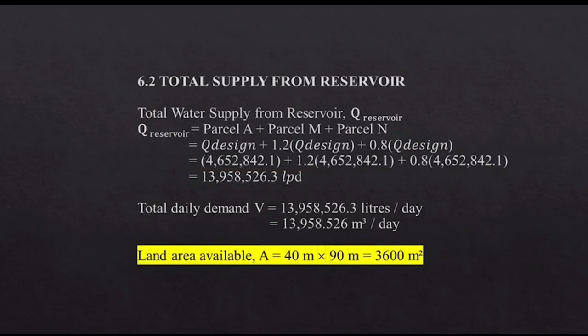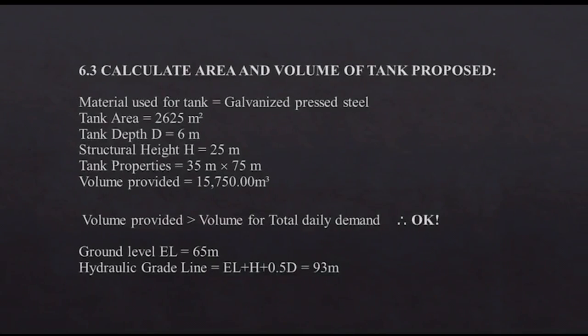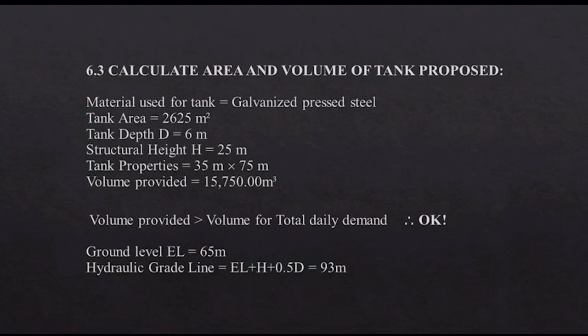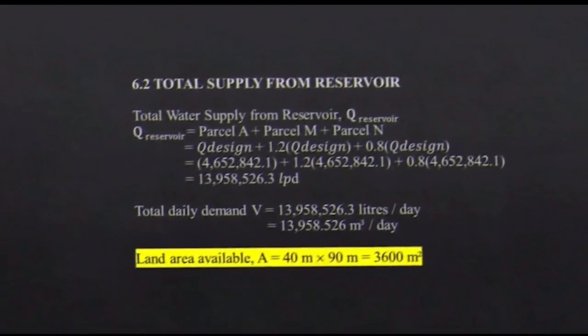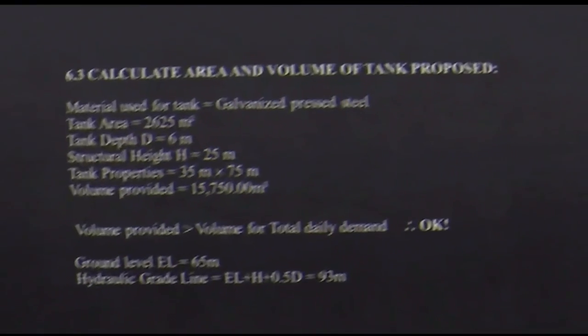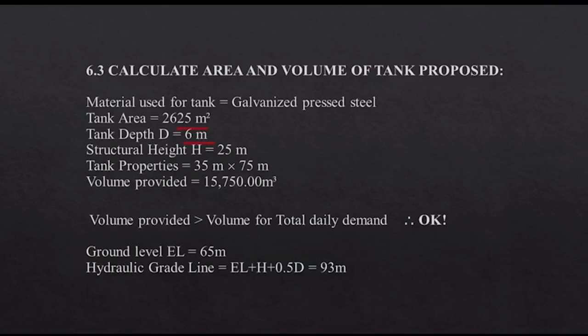This gives us a total water supply from the reservoir of 13,958,526.3 liters per day. Next, for the reservoir design, the total daily demand that we get is 13,958.53 cubic meters. With this, we need to propose the design of the water tank. So, we propose tank dimensions of 35 meters by 75 meters, which gives us 2,625 square meters in area, which passes the available land area of 3,600 square meters. We also propose a tank depth of 6 meters.